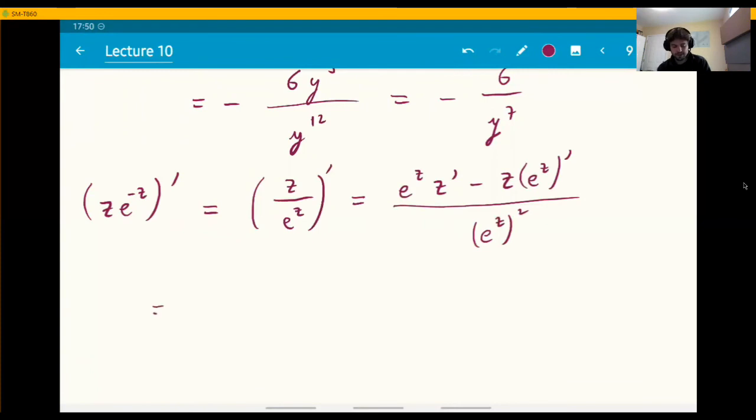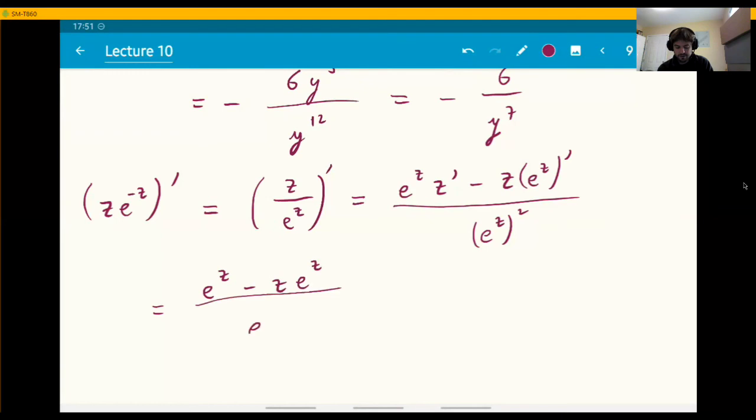Now computing this, the variable being differentiated is the z variable this time. Z prime is 1. Okay, this is just the power rule once again. Z to the 1 being differentiated. Now in the second term, e to the z prime is just e to the z.